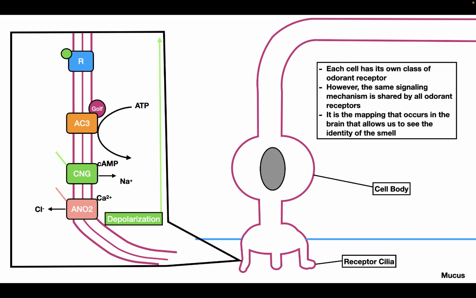It's important to realize that each cell has its own class of odorant receptor. However, the same signaling mechanism is shared by all odorant receptors. In other words, it's univariant. Therefore, the brain will identify what we're smelling based upon mapping. The mapping occurs in the brain, and it allows us to see the identity of our smell. Now that we have an idea of the signal transduction pathway, let's take a look at the electrical activity within this receptor cell, and then we'll call it a day for this video.